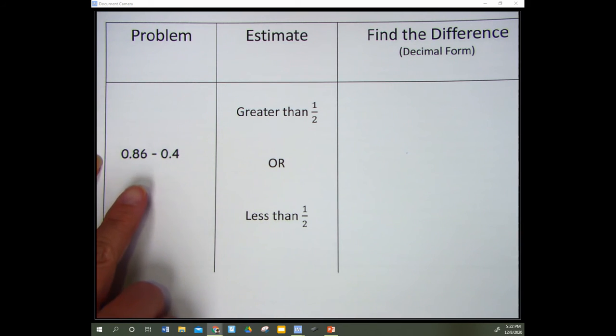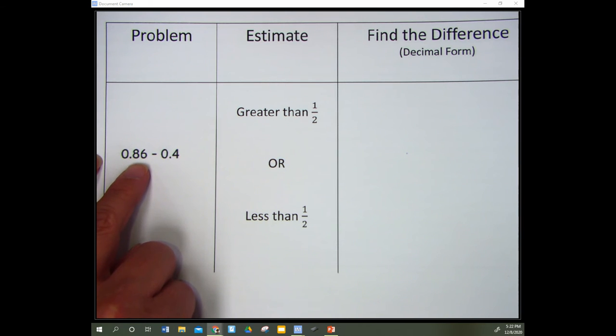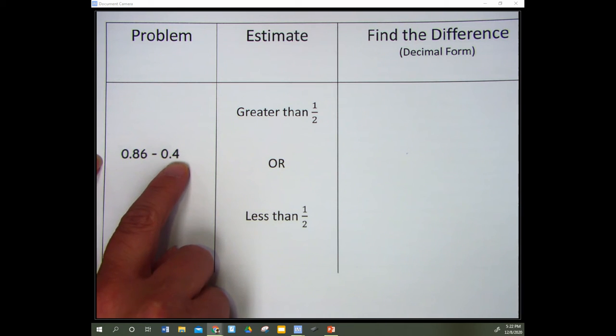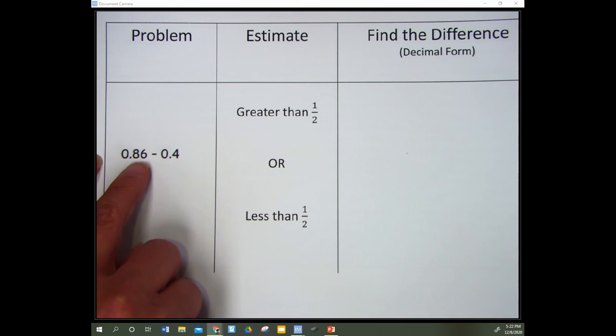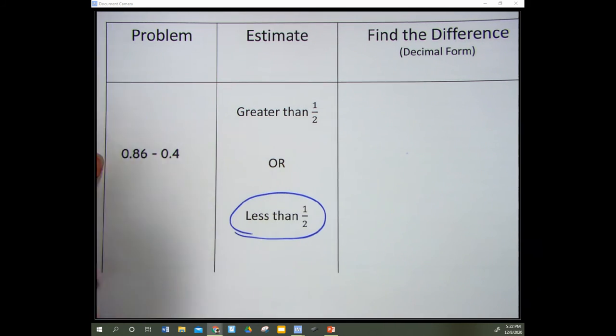If I'm estimating this, here's what I'm going to think. I'm starting with 86 hundredths. Now, I know that 50 hundredths is 1/2, right? So if I have 86 hundredths and I'm taking away 4 tenths, that's like taking away 40 hundredths, right? If I take 40 hundredths away from 86 hundredths, that's going to put me below 50 hundredths. I'm going to get something that's less than 1/2. Now go ahead and find the exact difference.